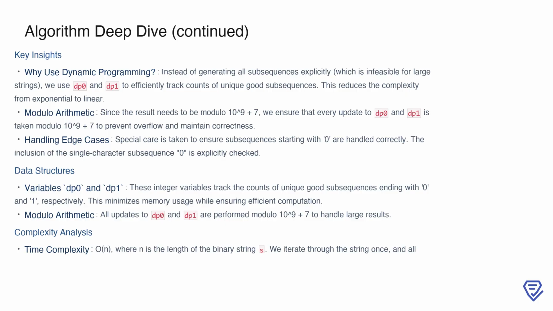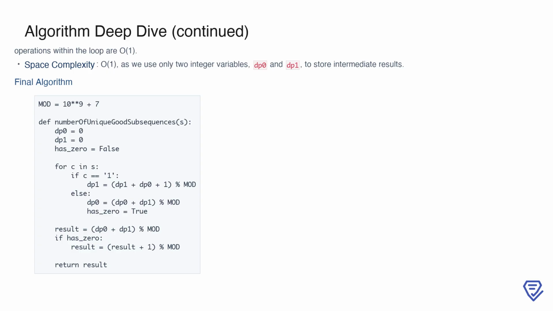The time complexity of this approach is linear, O(n), where n is the length of the binary string. The space complexity is constant, O(1), since we only use two variables to store intermediate results.